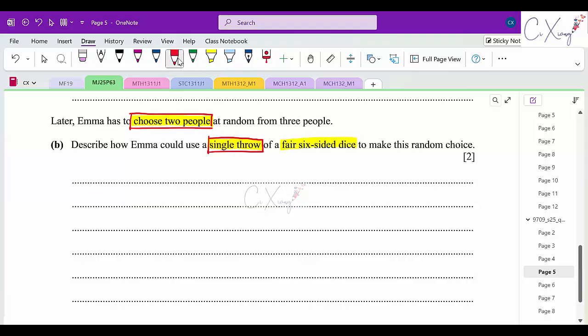We are having 3 people, right, in general. So we can actually assign each person with 2 different numbers from the dice.